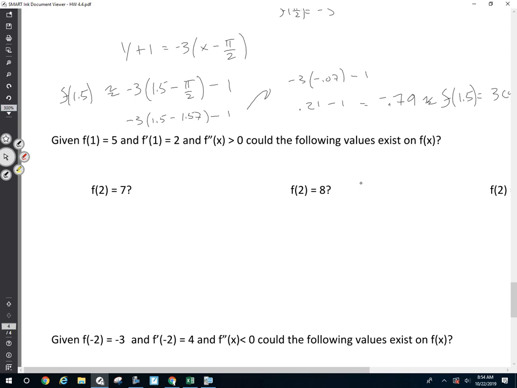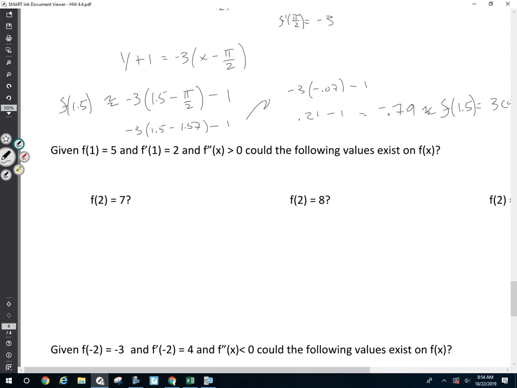All right, given f of 1 equals 5, f prime of 1 is 2, f double prime is positive. Could the following values exist on f of x? F of 2 equals 7? Yes, no? This is a good question. So if I have this information, I know I got the point (1, 5).